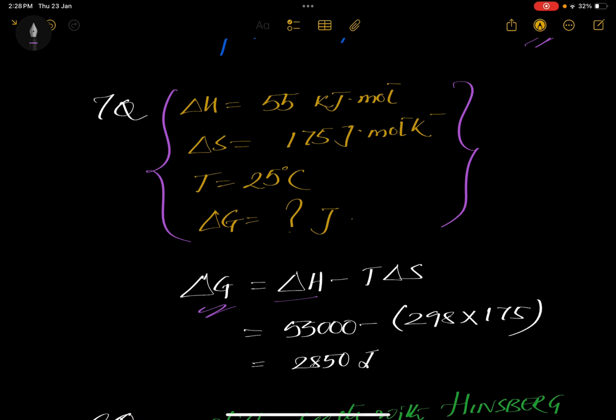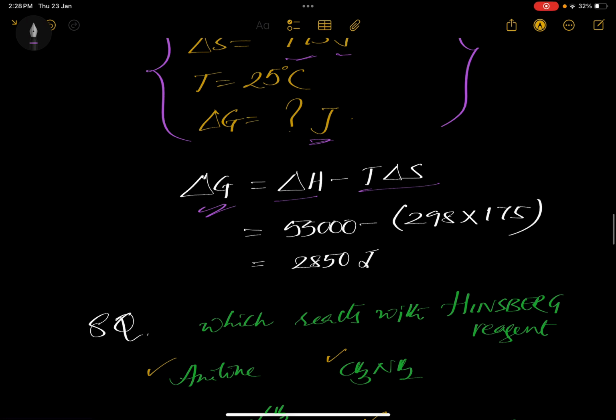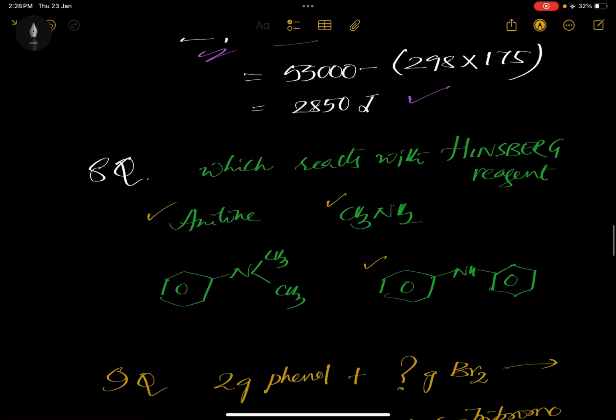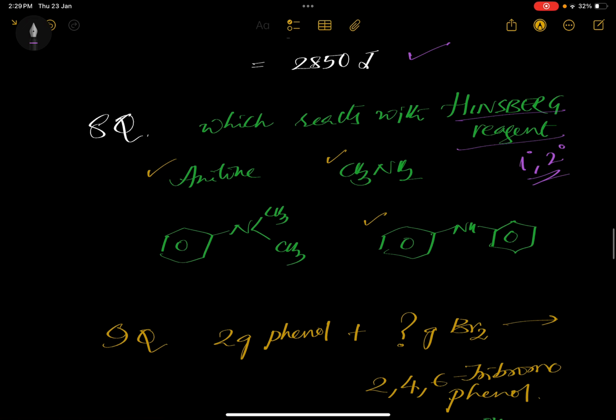Delta G is asking delta H minus T delta S. 55 kilojoules, 175 joules, asking in joules. Direct formula, you will be getting this answer. Which reacts with the Hinsberg reagent? Hinsberg reagent means benzene sulfonyl chloride. With this, primary and secondary amines will react, not tertiary. So here this is primary, secondary, this is tertiary, so it won't react.